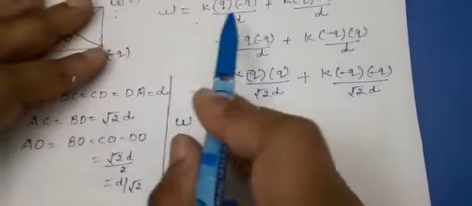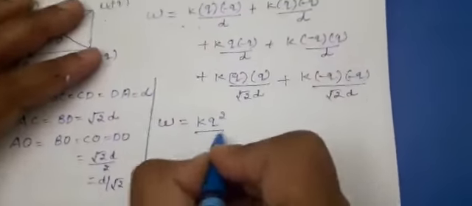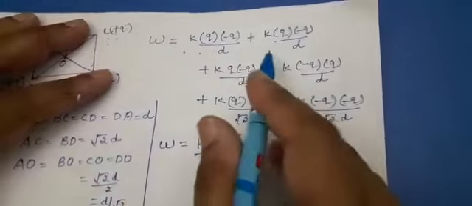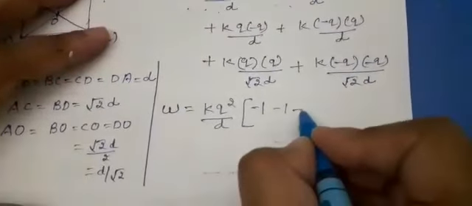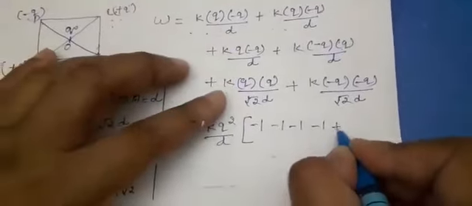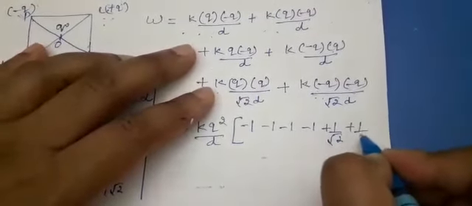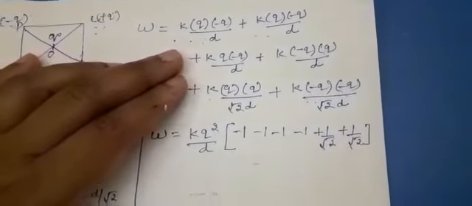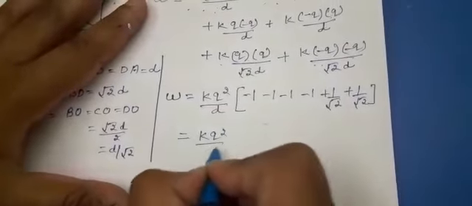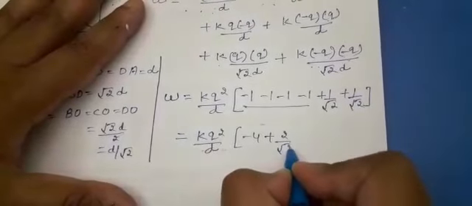Now, as we see here, what is the common factor? We will take it outside the bracket: K Q square upon D. I am taking it common from all these 6 pairs. From the first pair, it is minus 1. From the second, again minus 1, third minus 1, fourth minus 1. From these two, this will be plus 1 by root 2. Again here, minus minus plus, it will be plus 1 by root 2. Simply we have taken the factor common. Now K Q square upon D, rearranging all these factors, this is minus 4 plus 2 upon root 2.